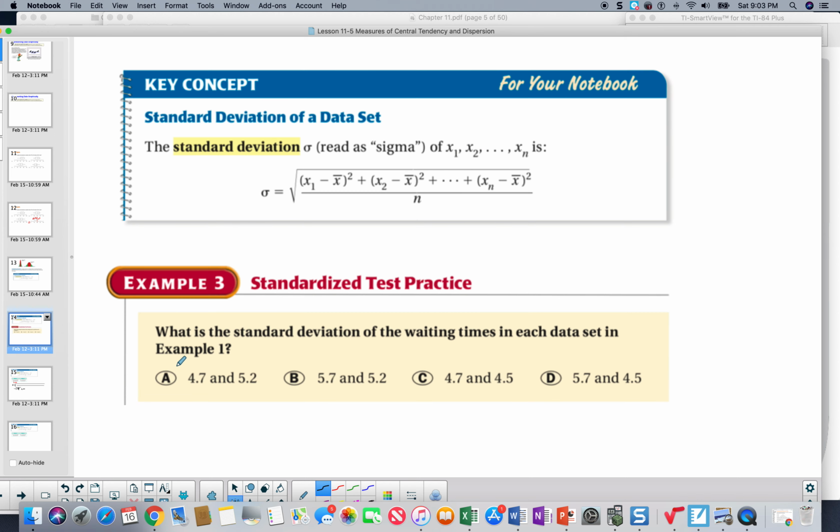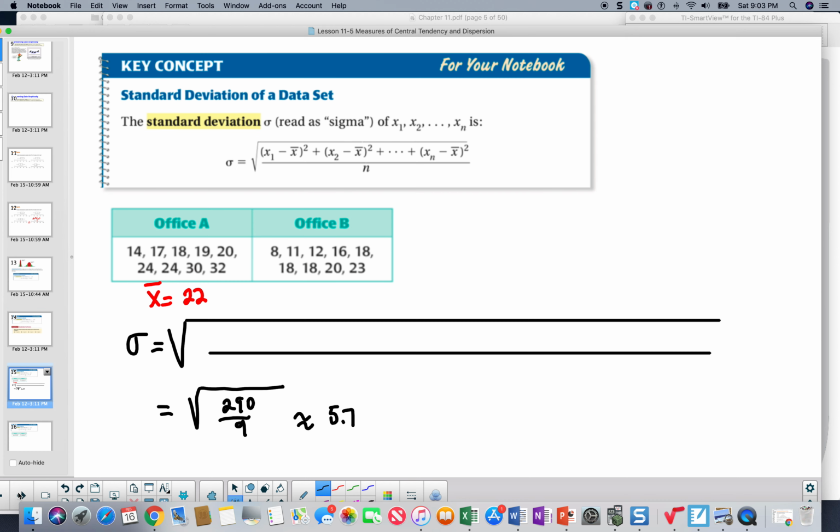So the question is, what is the standard deviation of the waiting times for those offices? Let's look at the first one, Office A. Remember that the mean is 22, so we want to follow this formula. I'm going to do my numerator. I'm going to take my first data, which is 14, and subtract the mean, which is 22, and then square it. Then I'm going to take my next data, 17 minus 22, and then square it, and then the next one.